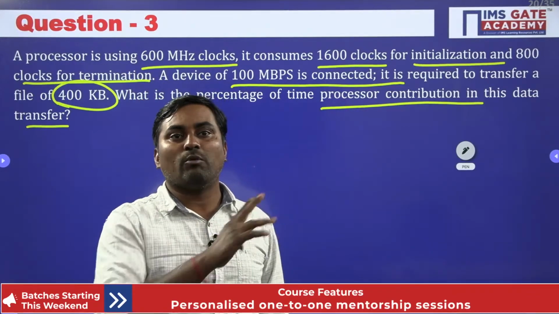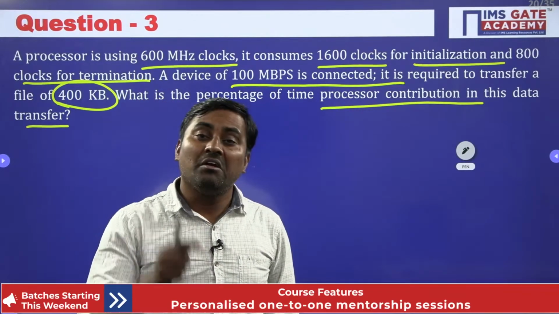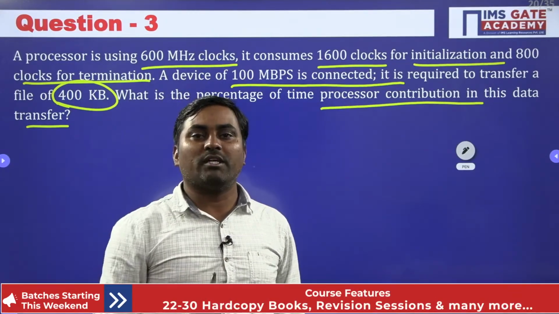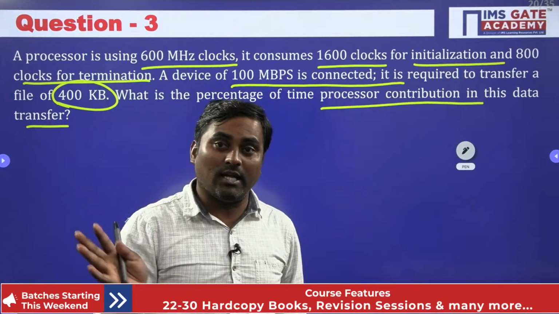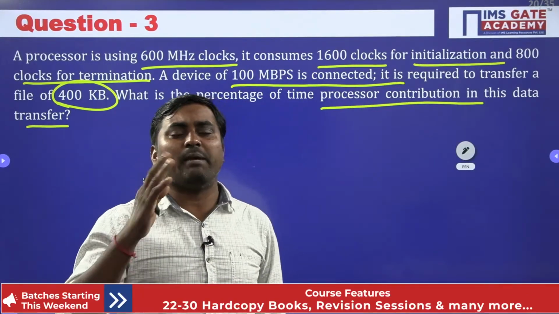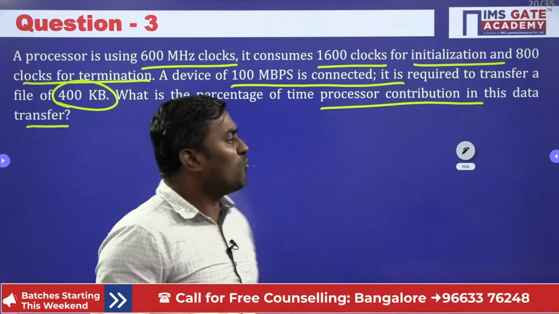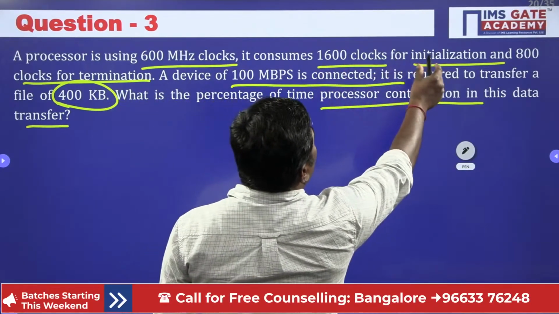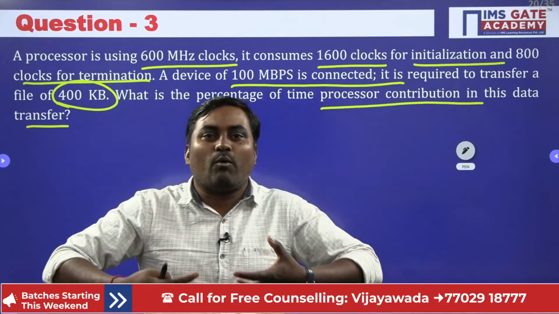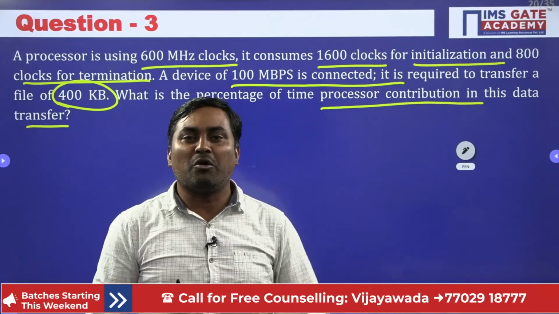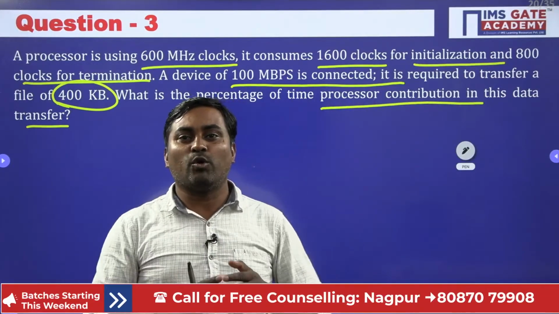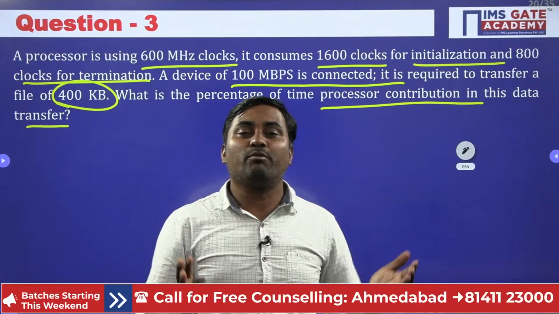So the second formula I need to apply. What is the second formula I said? Tx by Tx plus Ty. What is the Tx? Initialization and termination time. Ty is your data transfer time. How much data are they transferring? 400 KB. Sir, what is this line, 1600 initialization and 800? Very simple. The processor requires some time to initialize the DMA controller. As you know, I mentioned you have to give the address register, the data count register, and you have to say which operation needs to be performed, right?